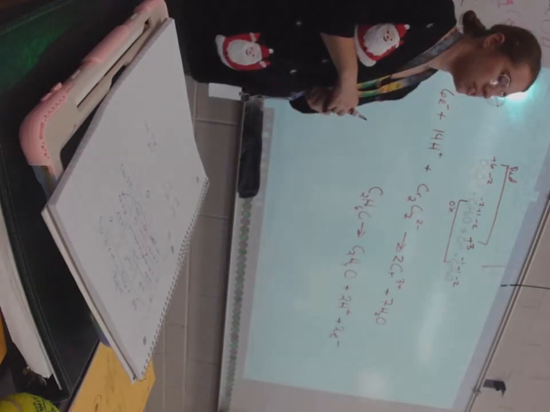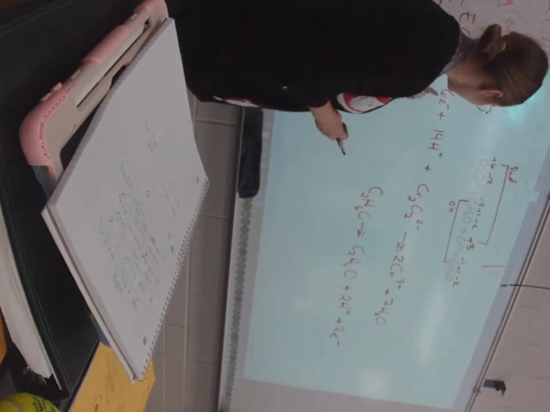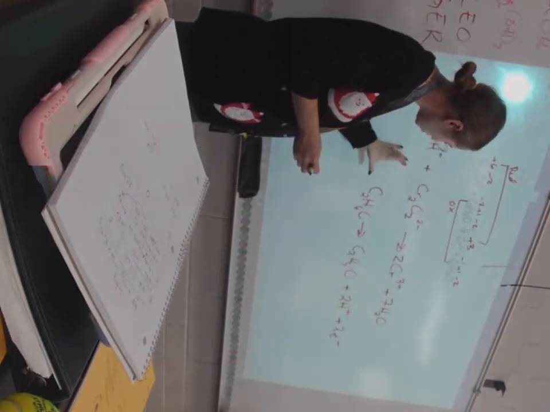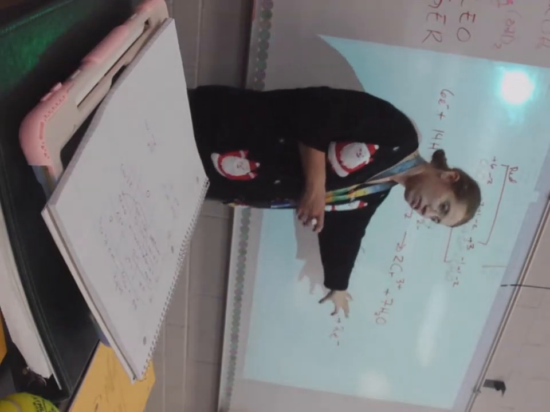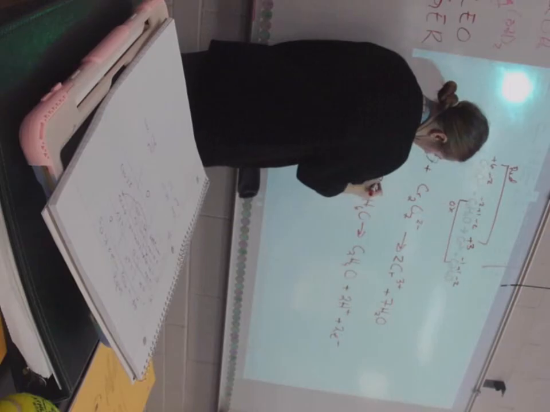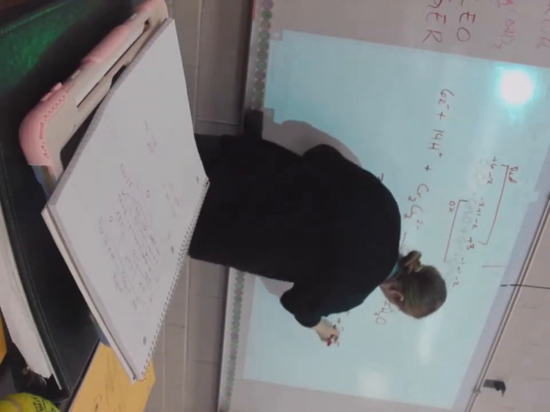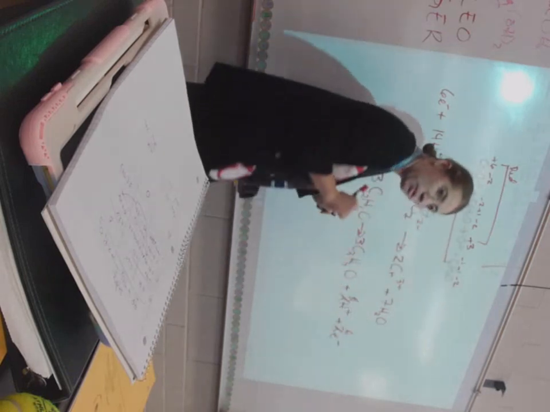I need the electrons to be the same. And so I have 6 electrons and I have 2 there. So I'm going to multiply this whole thing by 3. So this is going to be multiplied by 3, that's going to be multiplied by 3, that's going to be multiplied by 3, and that's going to be multiplied by 3.